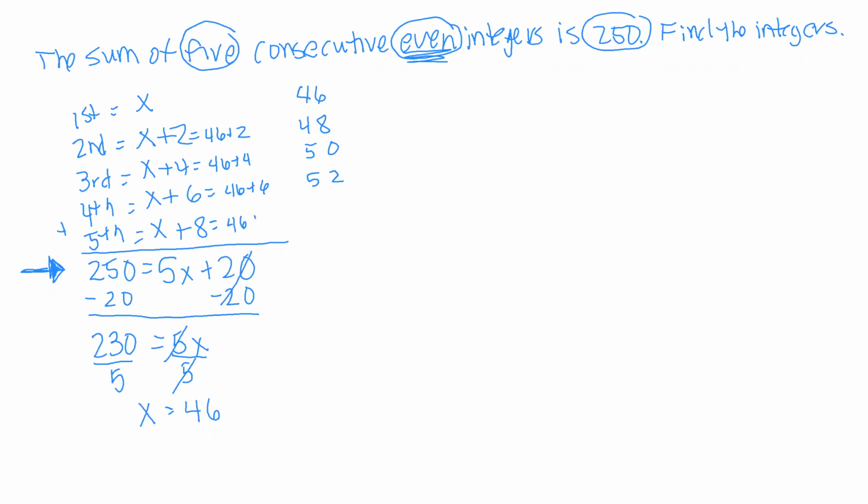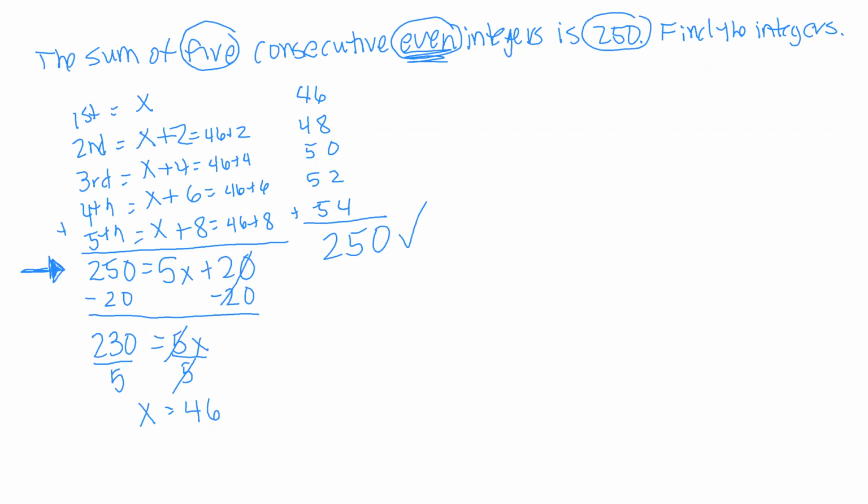And then we get 46 plus 8, which is 54. Now, you want to double check all of these and make sure that these integers really do add up to 250. So let's see, 46 plus 48 plus 50 plus 52 plus 54 is 250. So everything checks out, okay?